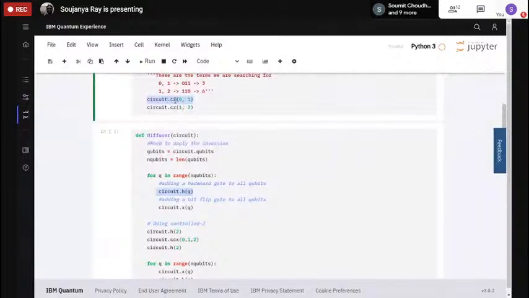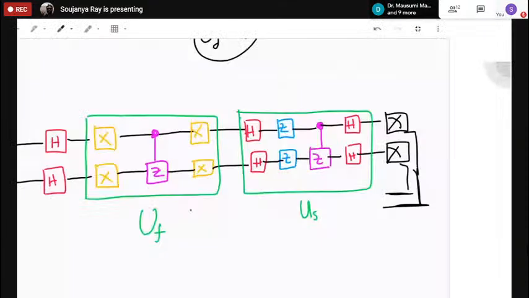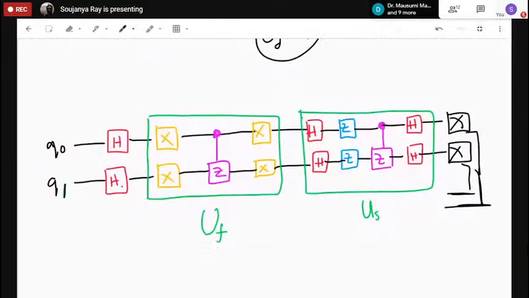So circuit.cz, what it does is it adds the CZ gate to your circuit. And again, here we are adding for the 3 because there are 3 qubits. This n qubit is nothing but the length of the qubits, and the length of the qubits is 3. So for 3 qubits, it will add Hadamard gate and it will add the NOT gates, and that also we add the Hadamard gate and the NOT gates.